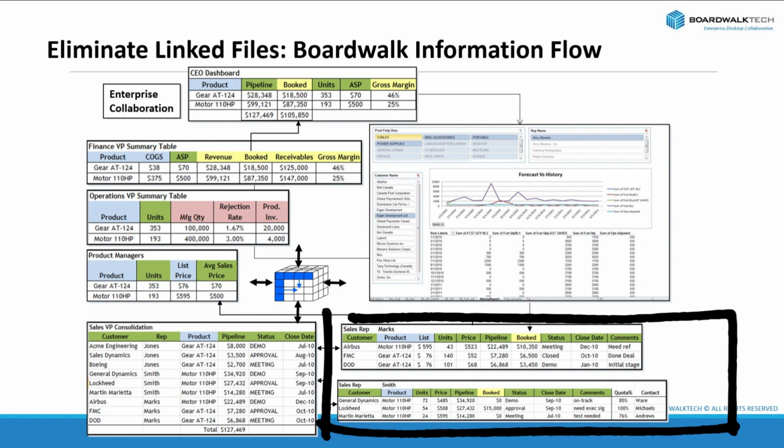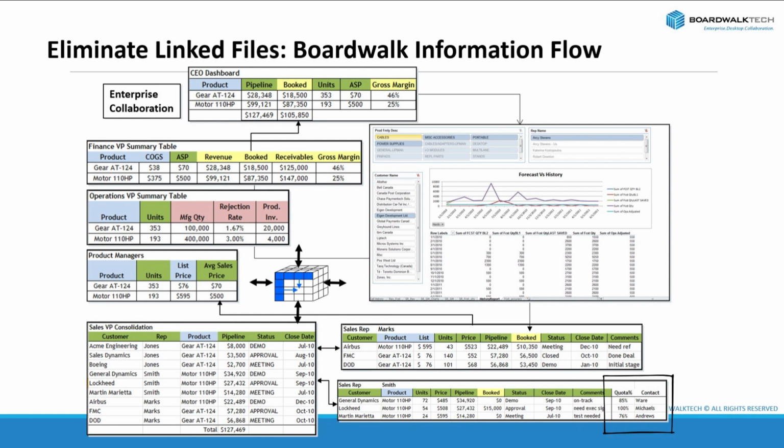In this example, there are two sales representatives, Marks and Smith, who track their sales data in their respective workbooks. Both Marks and Smith utilize worksheets with the same format, having access only to their individual work slices. Common data from their worksheets is transmitted to the Boardwalk cuboid. Notably, Smith's worksheet includes a few additional columns for local tracking purposes, which are not sent to the Boardwalk database.